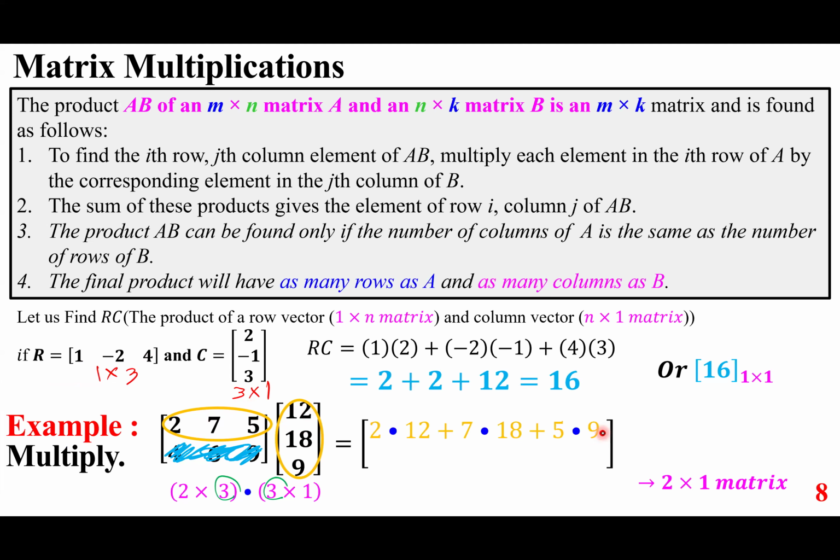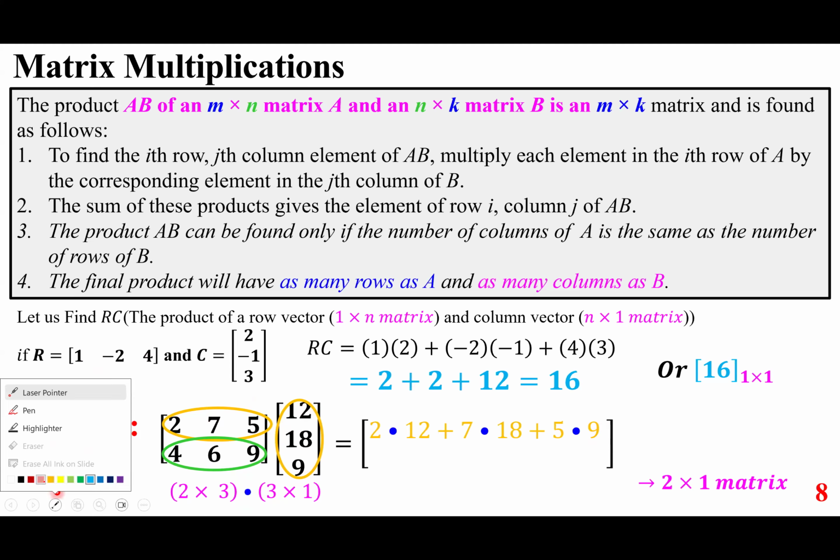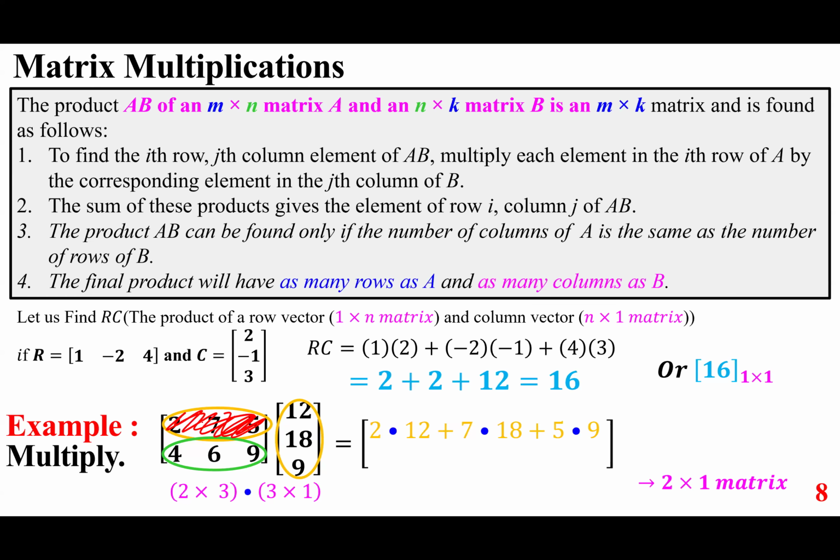Now we would be done. But we do have the second one. So now, the second one, let me erase my work and let me do this. Let's say now you don't have this one. How about this? 4 times 12 plus 6 times 18 plus 9 times 9. So that's what you get for the bottom one. You add them up, you get 195, 237. And as you can see, it's a 2 by 1 matrix. Very straightforward, everybody.